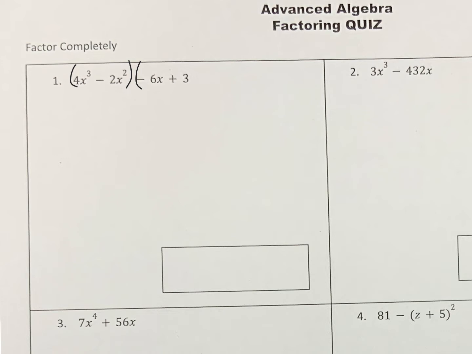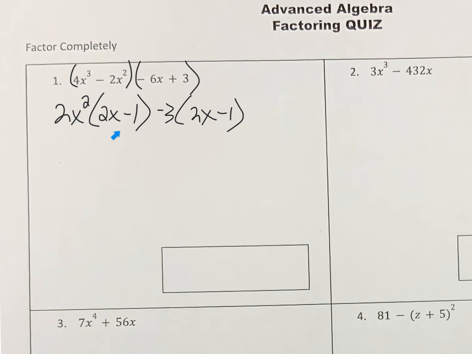All right, so I'm going to group these, and then in the first one, I'm going to factor out the greatest common factor of 2x squared, and that's going to leave me with a 2x minus 1. Sorry, I factored out 2x squared, okay? Then in this one, I'm going to factor out a negative 3. And it's going to leave me with 2x minus 1.